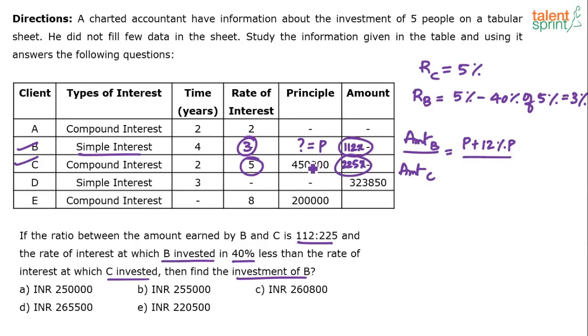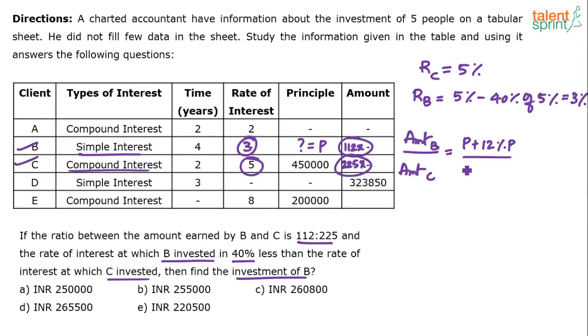total amount done by C. This is 4.5 lakhs. Yes or no? 4.5 lakhs. He has invested at what rate? 5% per annum for 2 years, but the case is compound interest. So 5 plus 5 plus 5 into 5 by 100, that will give you 10.25%.